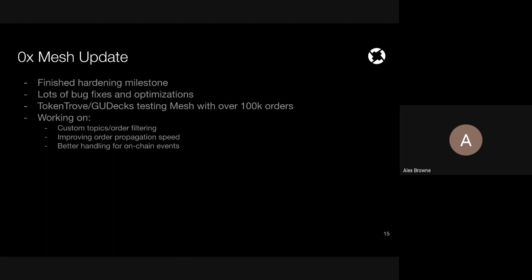For the coming weeks, we're working on adding custom topics and order filtering. It's kind of like sharding on the Ethereum network and will help a lot in terms of scalability. So if you're only interested in a specific subset of orders, you only share and receive those with your peers. We're continuing to work on improvements to order propagation speed, as well as improving the efficiency and the speed at which we give you events coming from Mesh related to order fillability status changes.